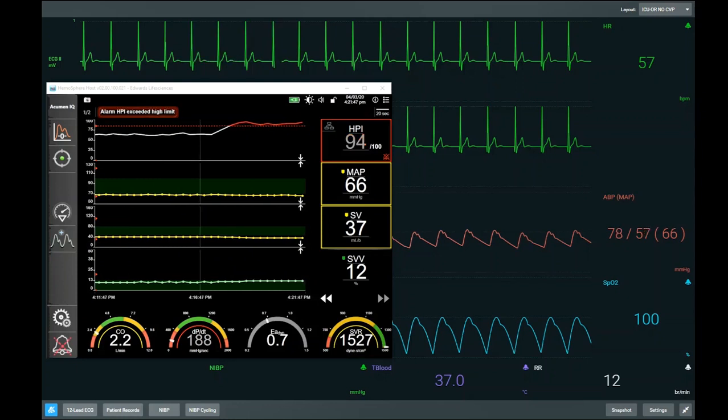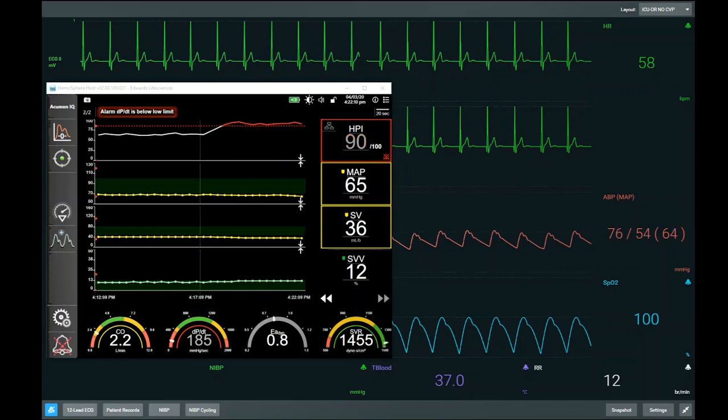So going back to the simulation now, we see our HPI has been raised for a little while. It's now at 94. Our MAP is now 66, so almost at the cusp of our hypotensive threshold, and our stroke volume is now starting to drop, has decreased from 41 down to 36. SVV is 12, so we're at the cusp of being a preload responder, and our cardiac output is relatively unchanged, but dp/dt is now 185.